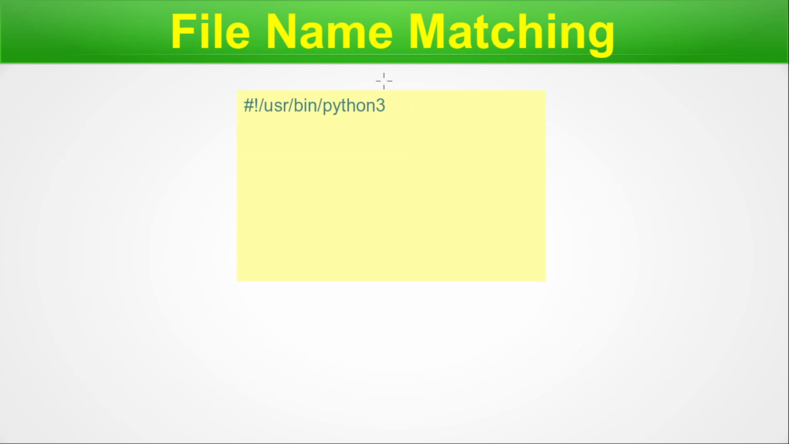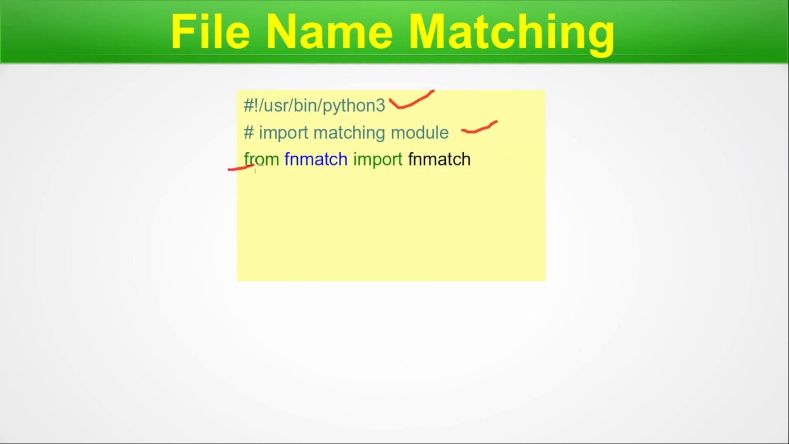File name matching. In EDA automation, you have to check multiple times whether a particular type or style of nomenclature is maintained. Generally, for that you can use this. Let us start the simple code. First line is our interpreter, hashbang /usr/bin/python3. Next, we have the import matching module from fnmatch. It's another module rather than os. It's fnmatch. From fnmatch, we import fnmatch. That is, fn is file name matching.